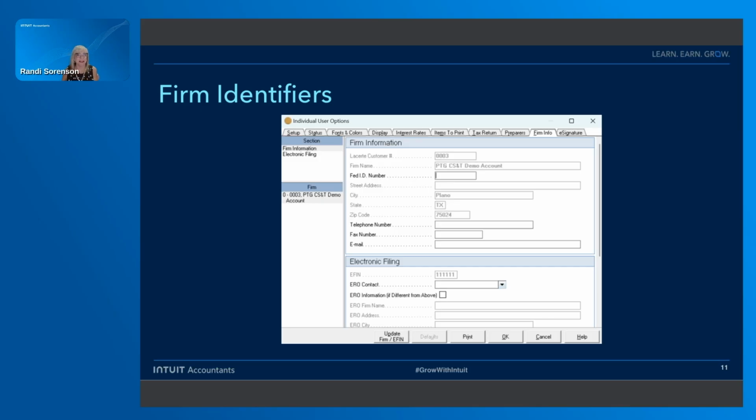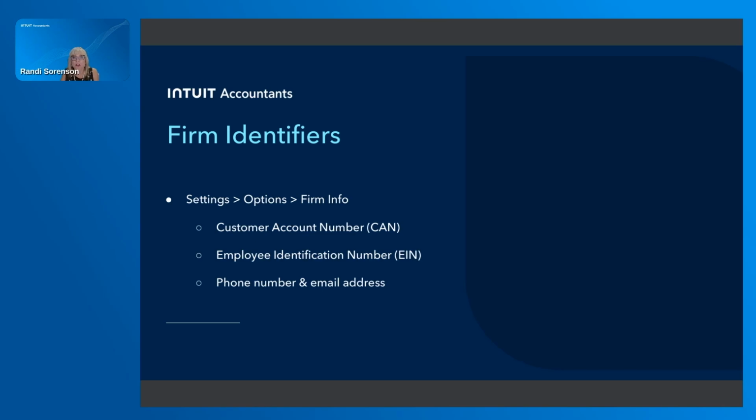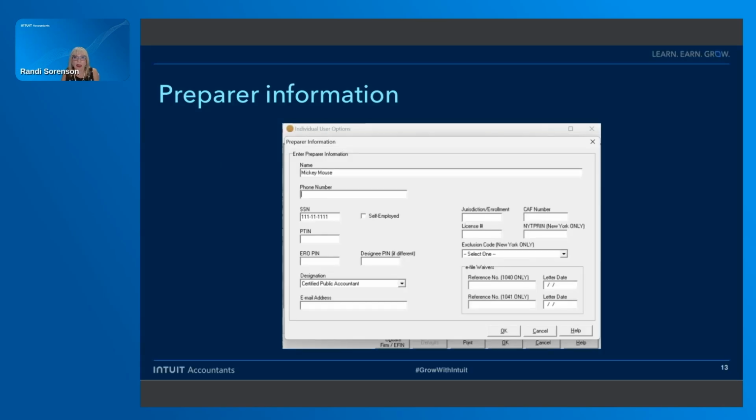You can see I'm reading that because I want to make sure I have it exactly right. And then you want to put in a filing contact name also. And then if your ERO information is different from above, then you can check the little box and add in the correct information there. All right, let's go to the next slide. So these are the things that we just talked about. So we're going to skip there.